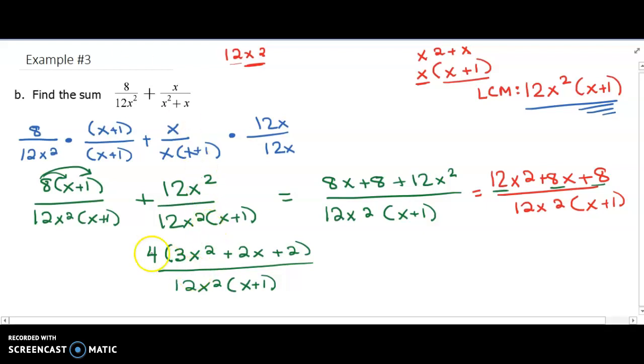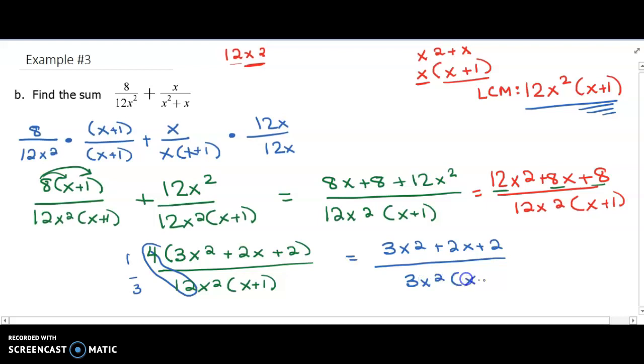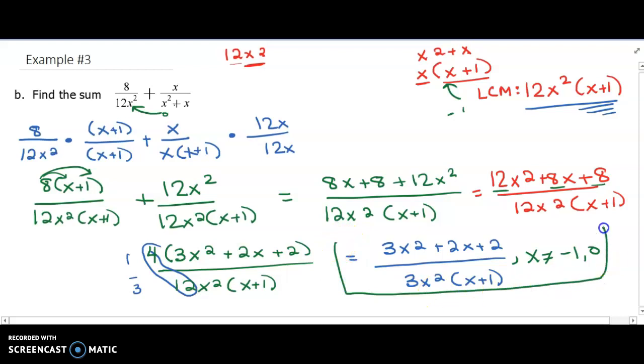Okay, and now I notice that 4 over 12 can reduce to 1 over 3, so 1 over 3. So I'm left with 3x squared plus 2x plus 2 on top over, my 12 becomes a 3x squared parentheses x plus 1. And once again, I have to restrict my domain. So my x can't be 0 here. Can't be 0 here neither, but that's already covered. Or it can't be -1 here. And that is it. Okay, so this right here would be my final answer.